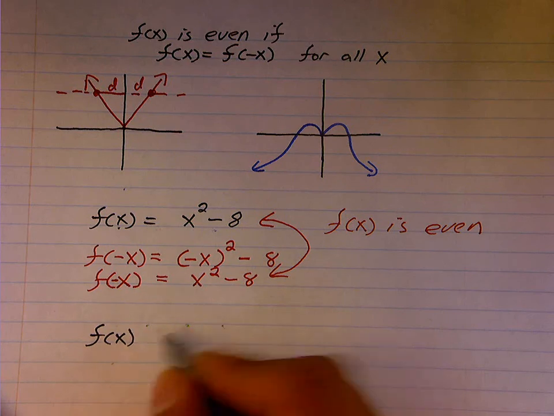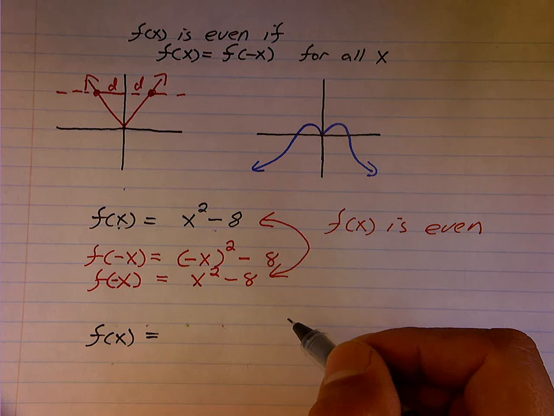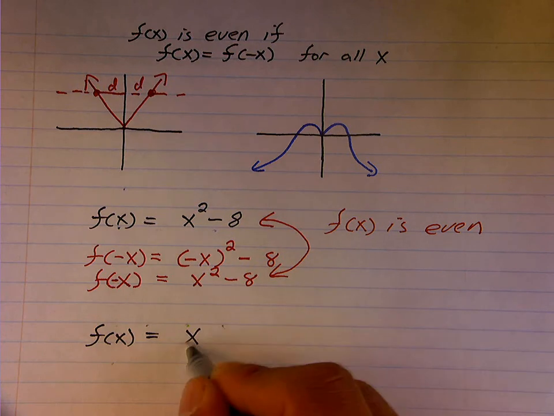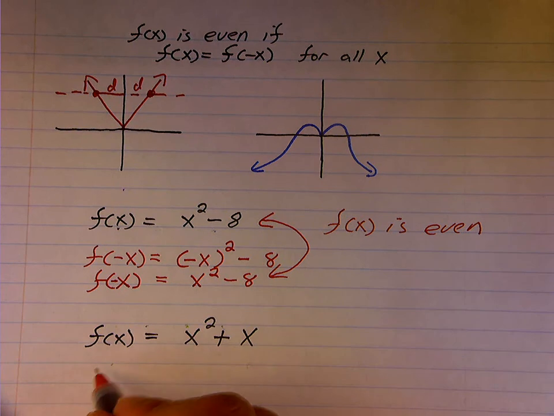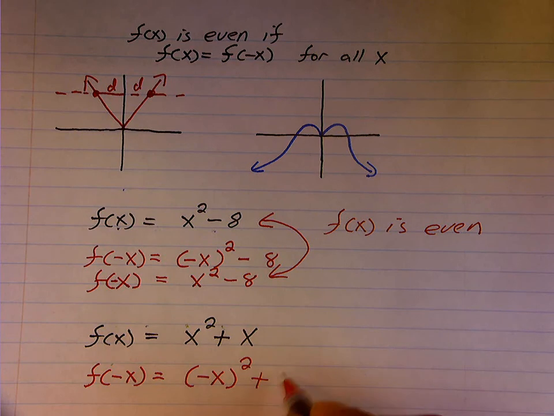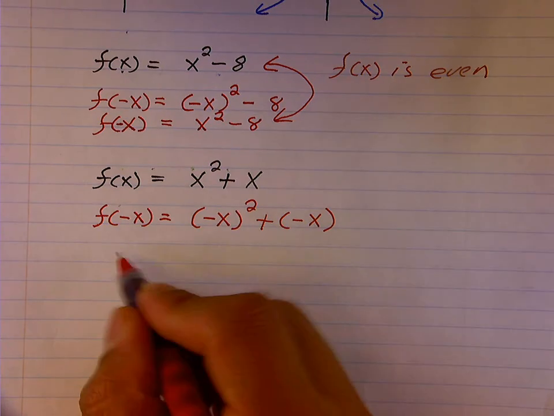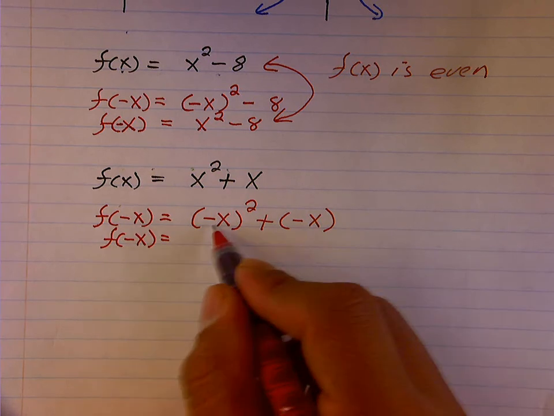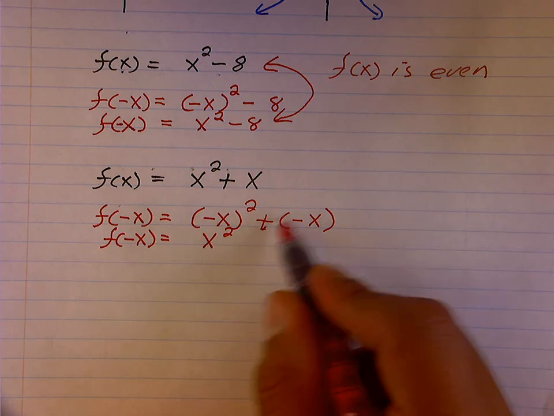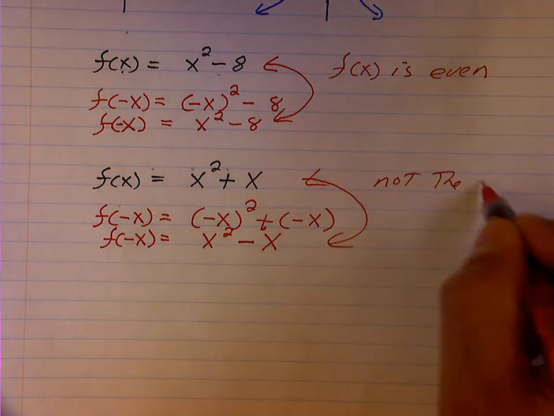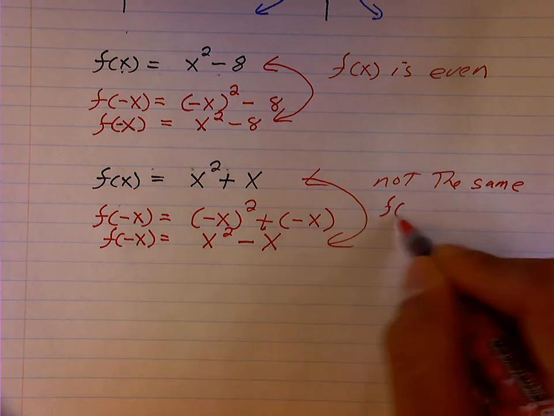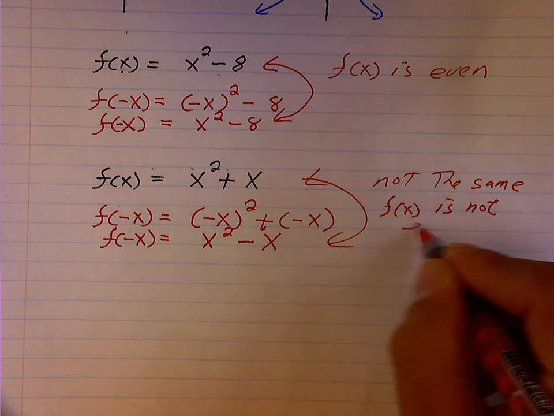Another example, what you do not want to confuse is because a function has an even exponent doesn't necessarily make it an even function. For instance, here is another parabola. However, if I was to test this parabola to see if it was even or not, by plugging in negative x everywhere I see an x, notice in parentheses I replace x with negative x. Now, when I simplify this formula, negative x times negative x is positive x squared, but I have a plus negative x, or simply minus x. These are not the same. Because they are not the same, f of x is not even.